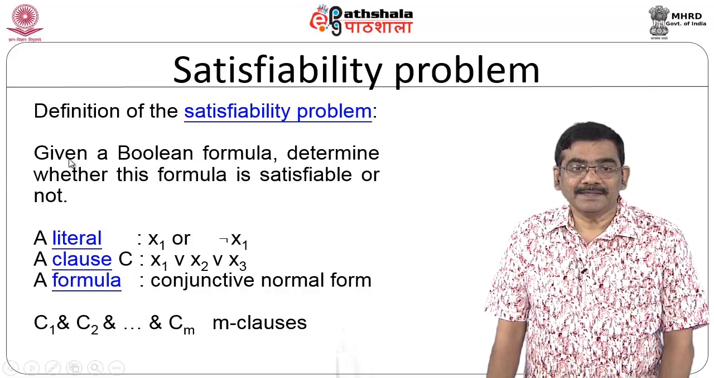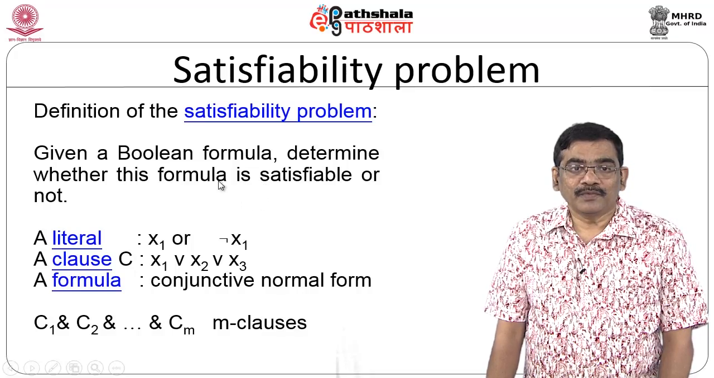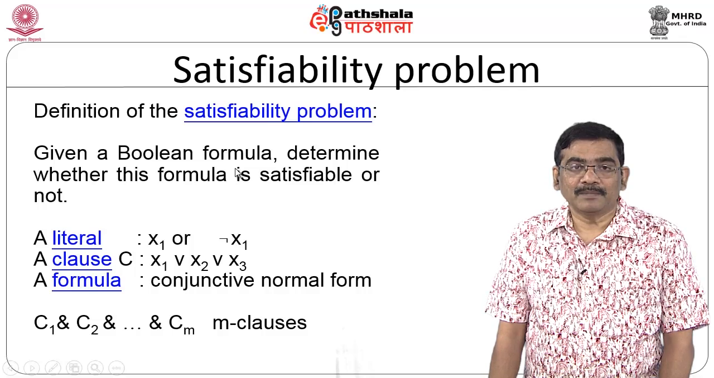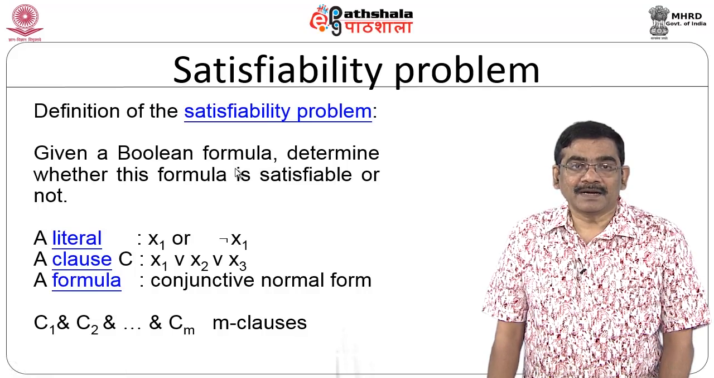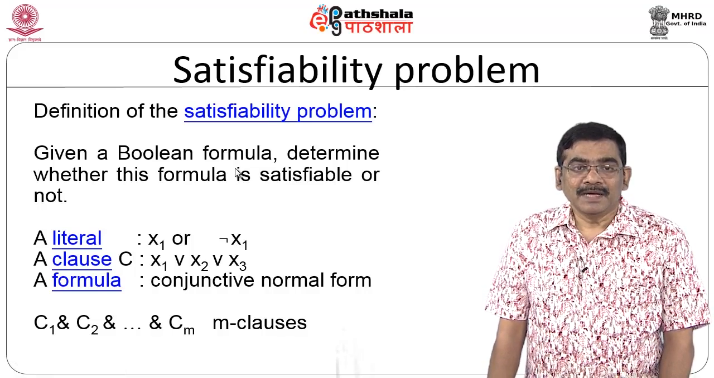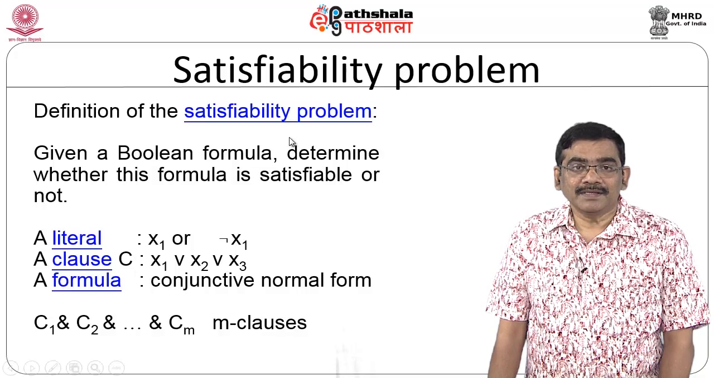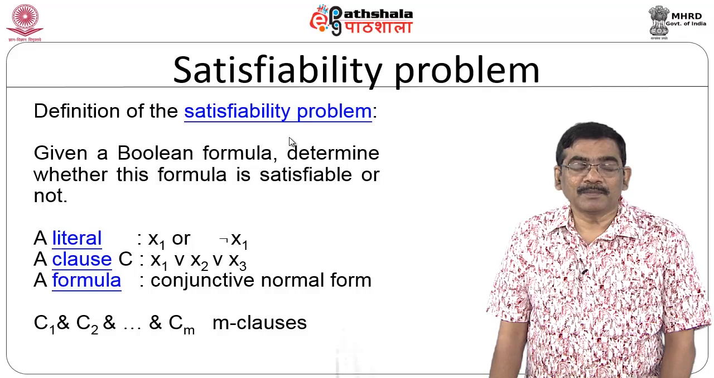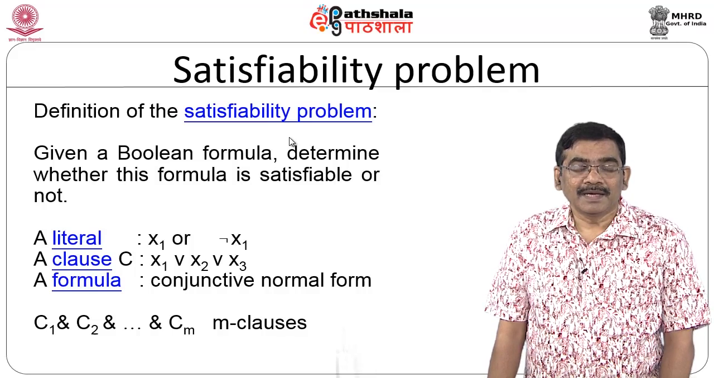So, for the proof we are taking the satisfiability problem, which is already proven to be NP complete as per the Cook-Levin theorem, and by reducing this to Clique we are going to argue that the Clique problem is indeed NP complete.